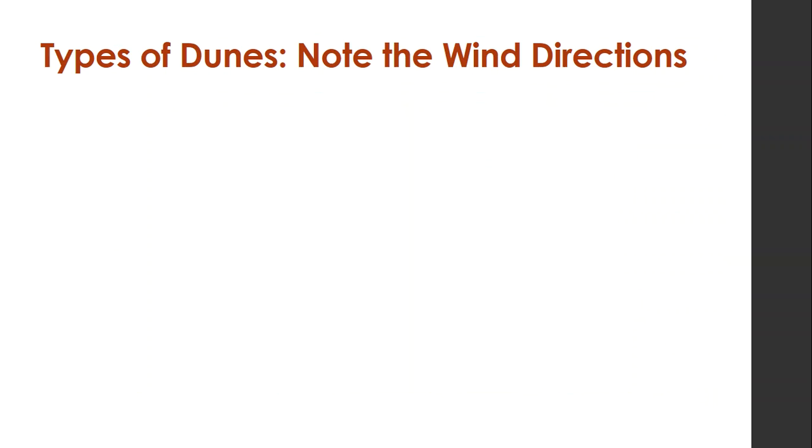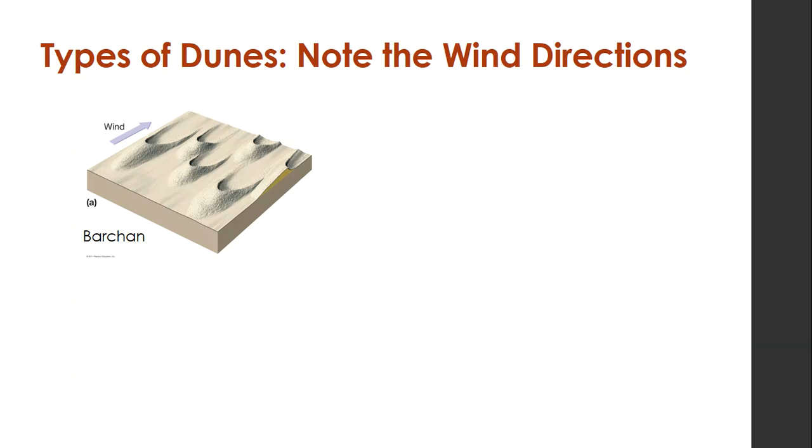So types of dunes, again, we want to note the wind direction. It is the shape of the sand dune that is telling us the wind direction. So the first is Barkhan. And in a Barkhan sand dune, you have wind blowing in one direction, and you kind of get these U-shaped sand dunes that are all kind of lining up together.